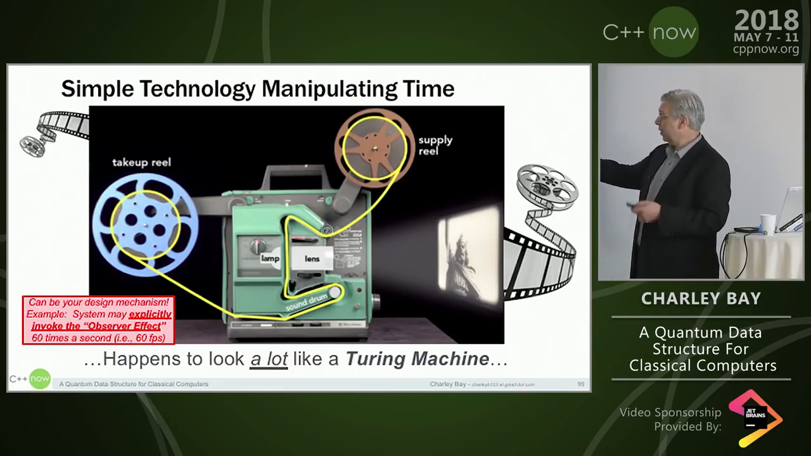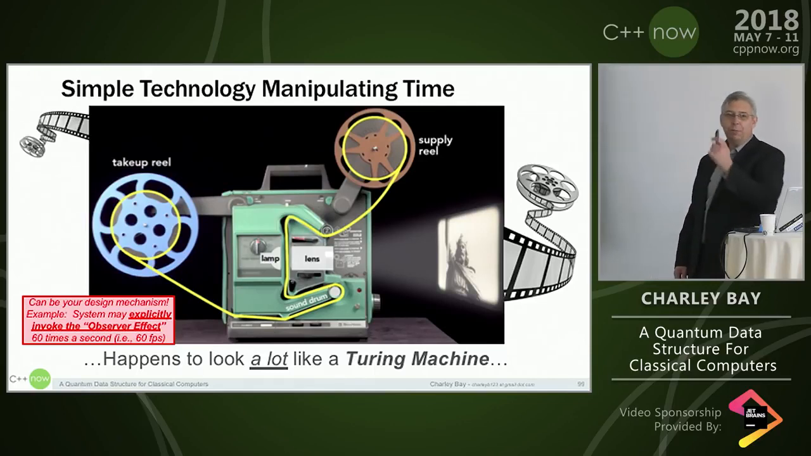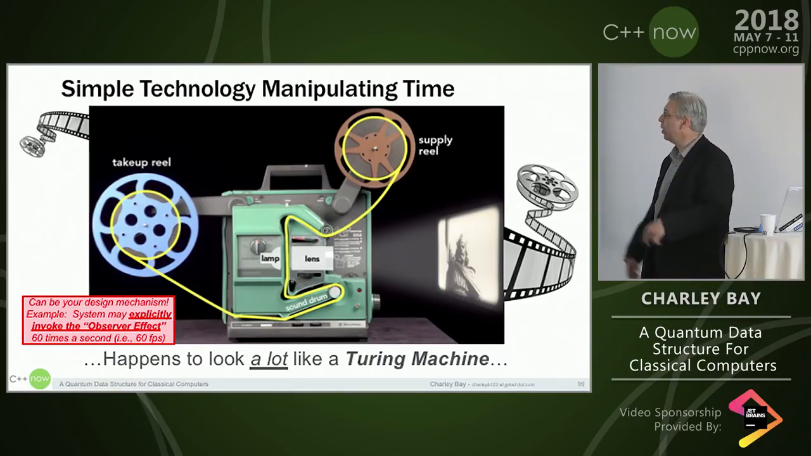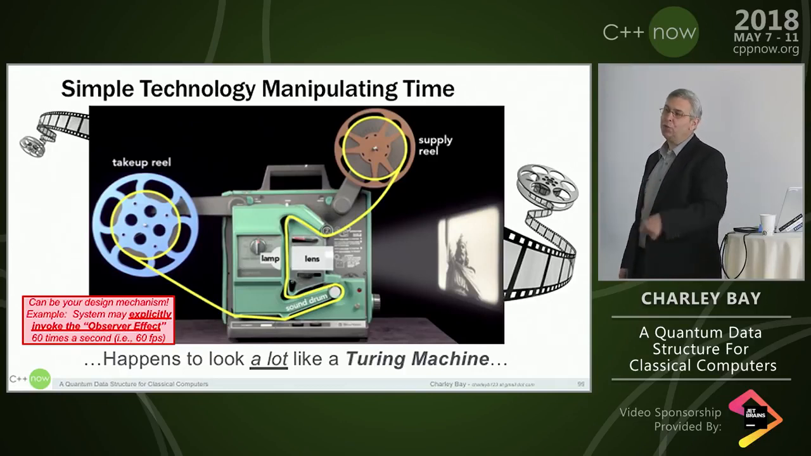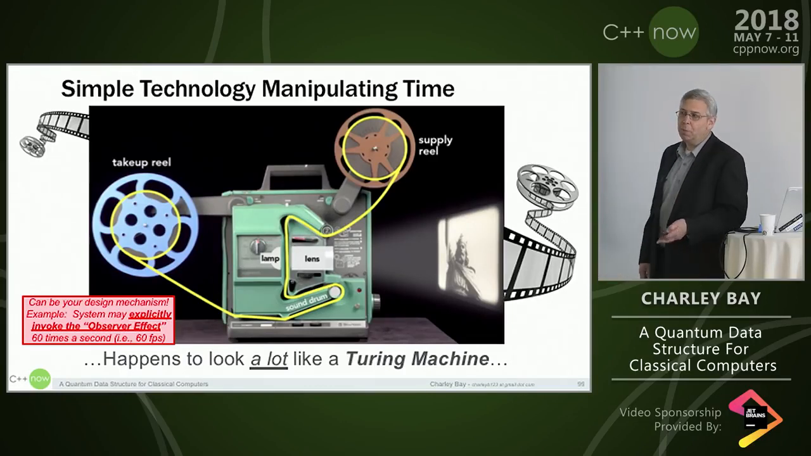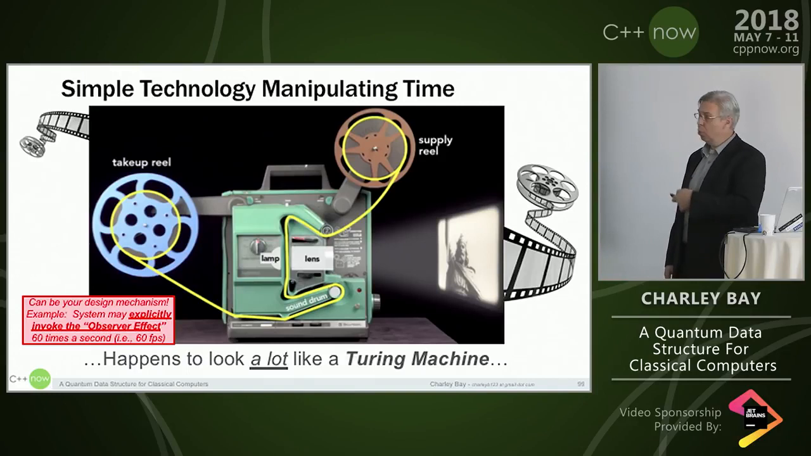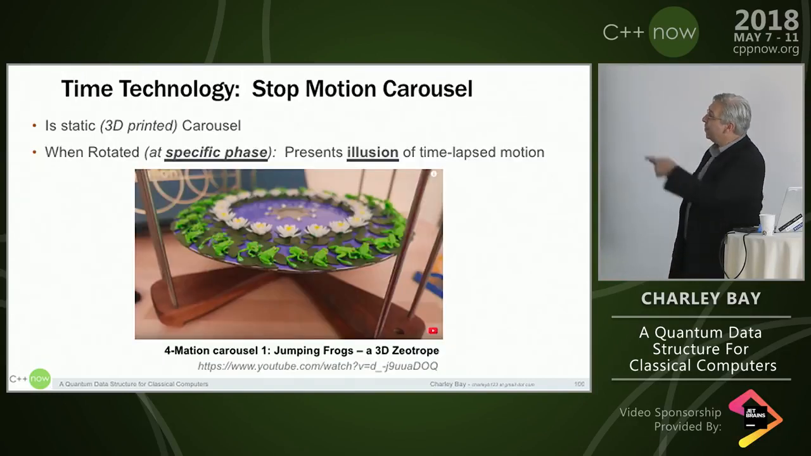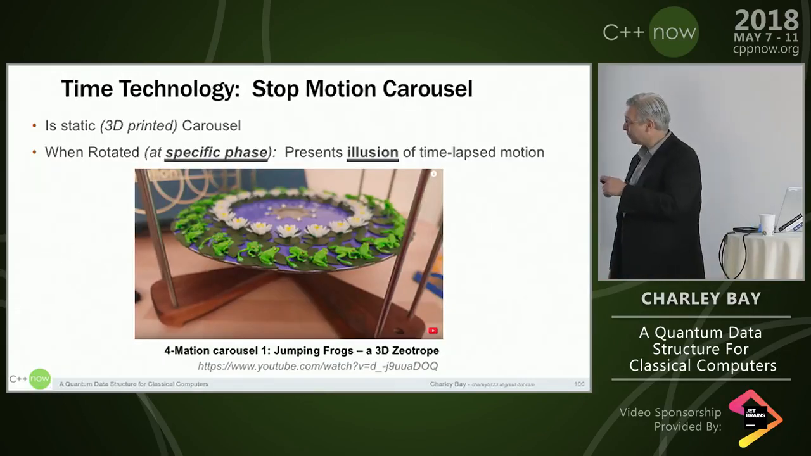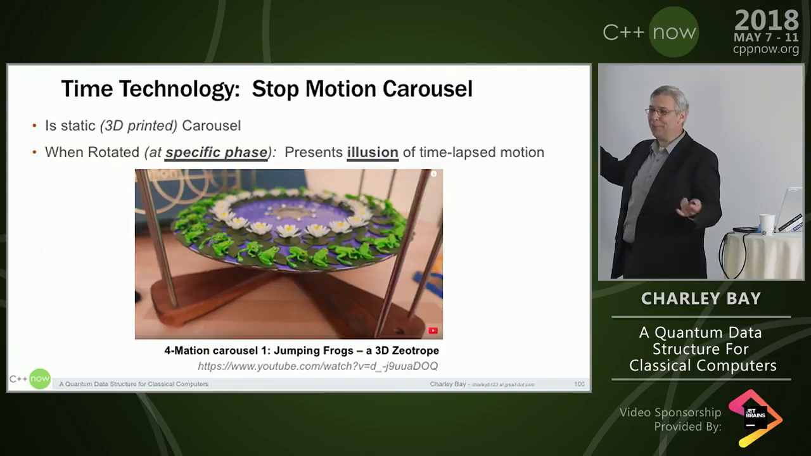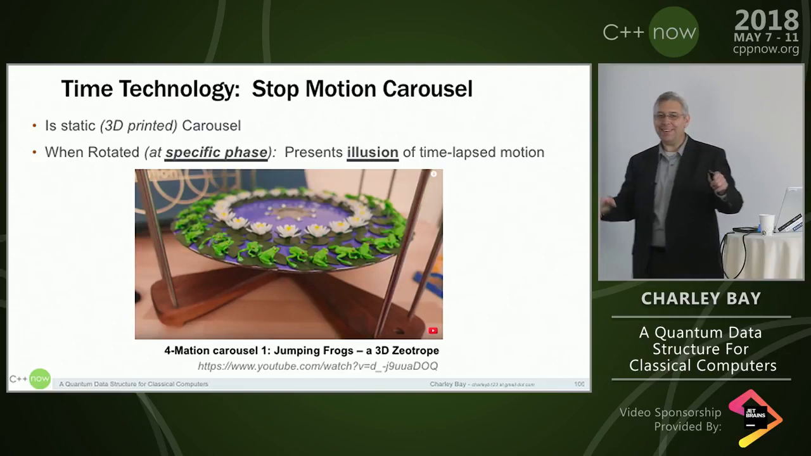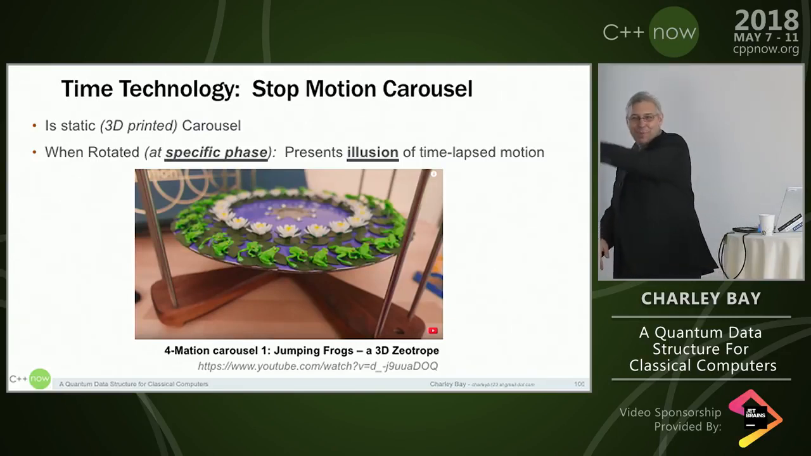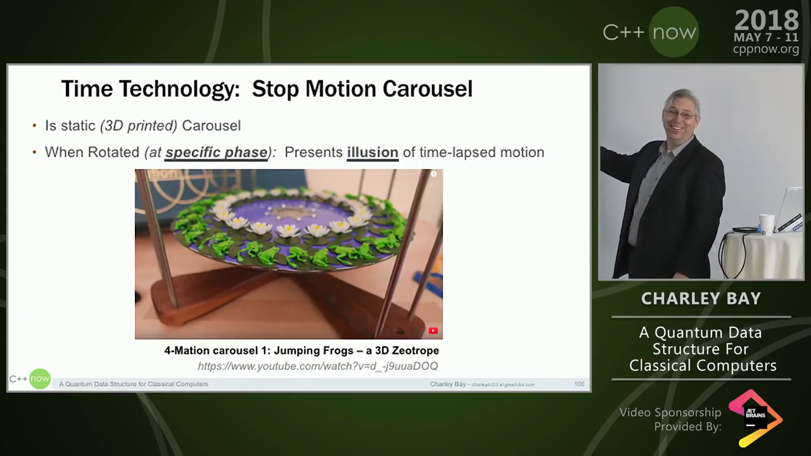And that's neat, but you can start leveraging that. I'll invoke the observer effect, 60 frames a second or 30 frames a second or whatever it is, because random access is possible, but we're used to sequential access, but we're familiar with random access, and we set up our data structures to allow that. This is really cool, so I had to put it in there. It's a piece of plastic. It's just 3D printed, and it's sitting there, but as you spin it at a certain phase, it's the jumping frog. The animation is way cool. So go look at that.